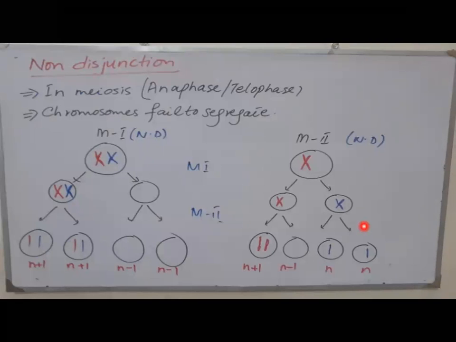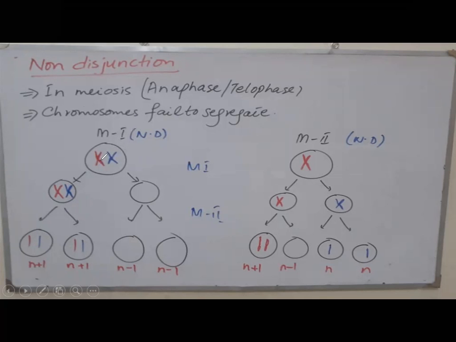Now, why do these changes occur? In meiosis, in the anaphase and telophase, the chromosomes fail to segregate, both in meiosis 1 and meiosis 2. How? For example, there are two chromosomes. In meiosis 1 there is the reduction division. What happens when the chromosomes fail to segregate?